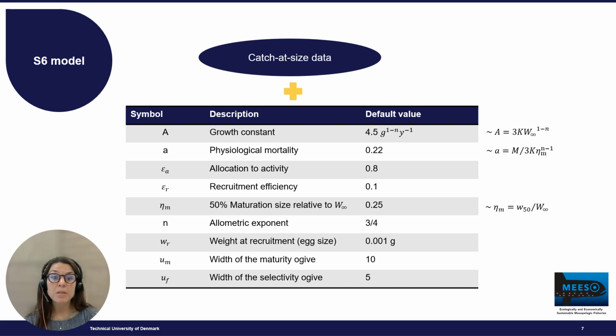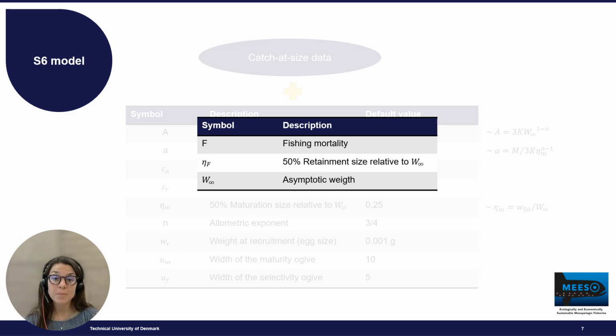Though some of the parameters can also be approximated when other population dynamic parameters, such as the von Bertalanffy constant K or the natural mortality M, are known. The model then estimates the fishing mortality F, the 50% retainment size relative to W infinity, and W infinity, or the asymptotic weight. If data for multiple years is available, a single W infinity is estimated across all available years, while the other parameters are estimated independently for each year. The parameter estimation is done using maximum likelihood.